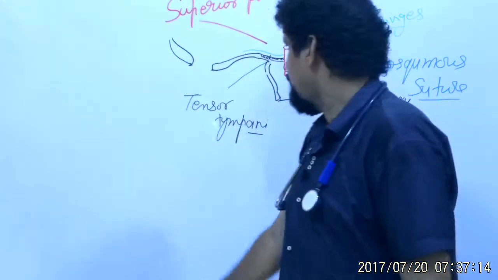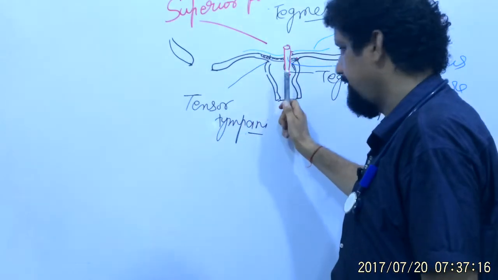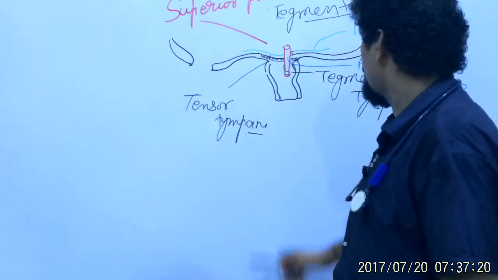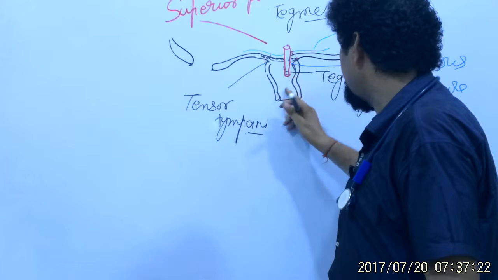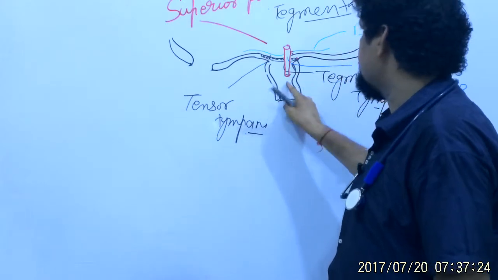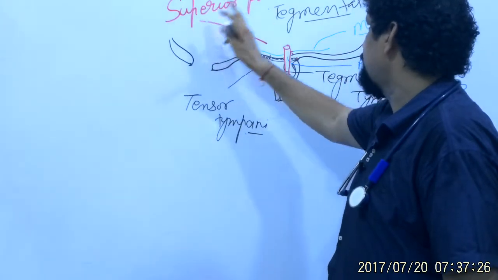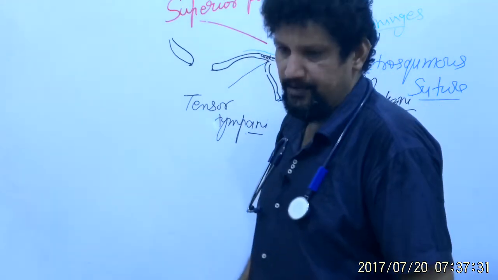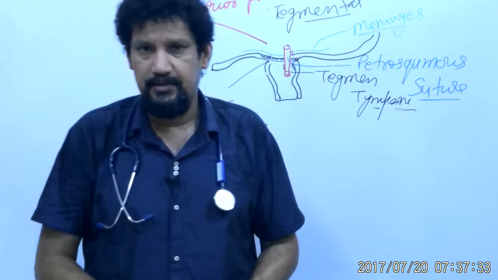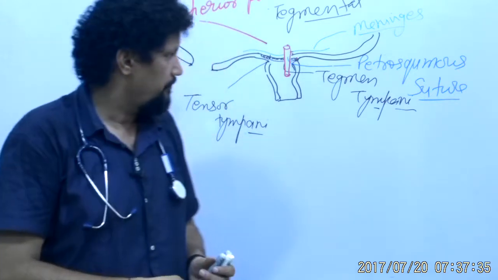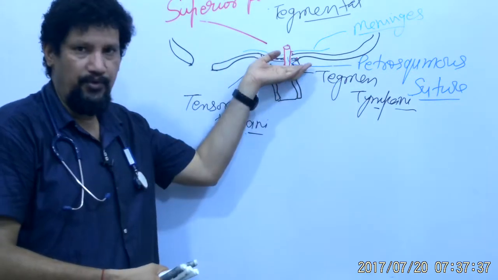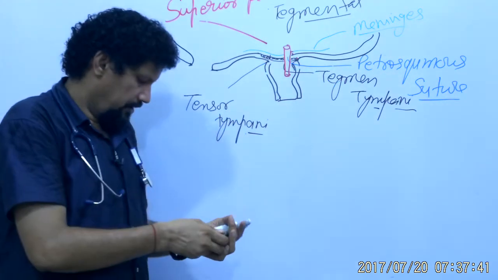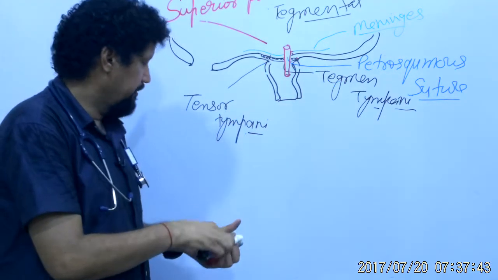Sometimes the infection of the middle ear cavity in case of otitis media, or some thrombus of the middle ear cavity, can be transmitted to the superior petrosal sinus, which may be life-threatening in some cases. So this is the roof or tegmental wall of the middle ear cavity. Now I will talk about the floor.